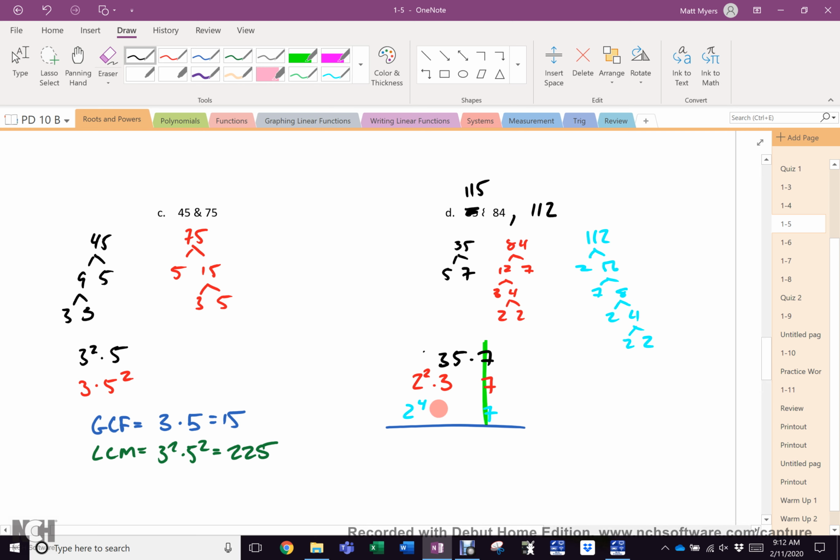There's no 3 here. What if I made this 336? What would be there? A 3, because 112 times 3 is 336. Now what would my GCF be? 3 and 7, which would be, Roy? 21. Does everybody get it?